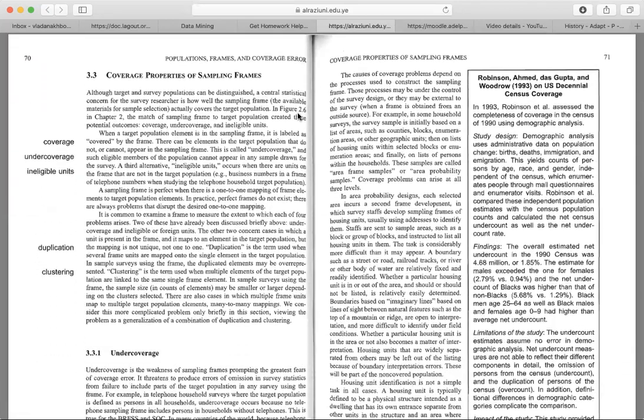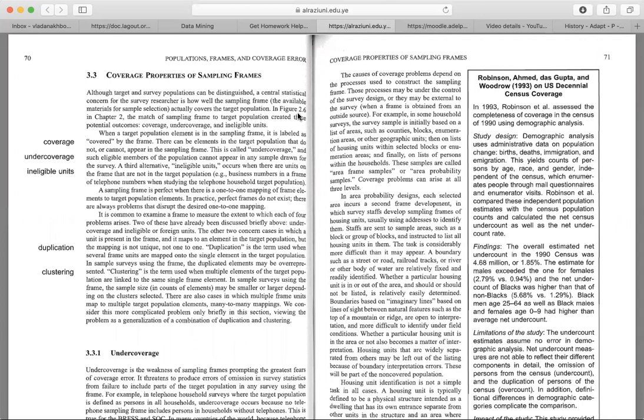The coverage properties of sampling frames. The match of sampling frame to target population creates three potential outcomes: coverage, undercoverage, and ineligible units. Coverage is when a target population element is in the sampling frame. Undercoverage is when eligible members of the population cannot appear in any sample drawn from the survey. Ineligible units occur when there are units on the frame that are not in the target population. A sampling frame is perfect when there is a one-to-one mapping of frame elements to target population elements, but perfect frames do not exist. Two other problems can occur.